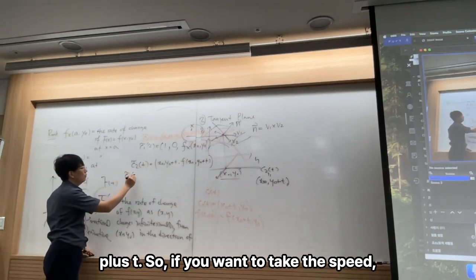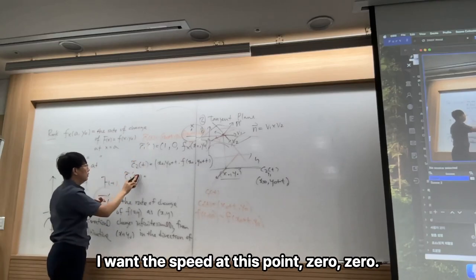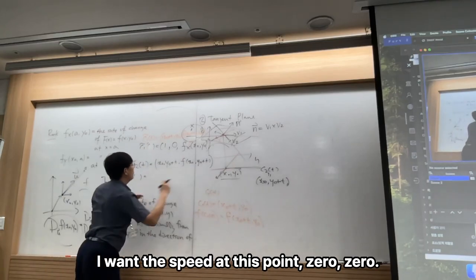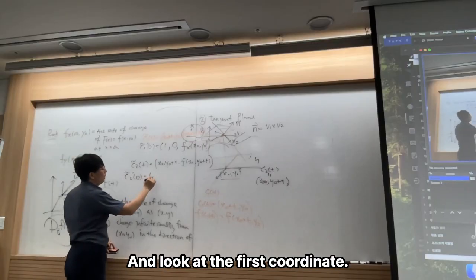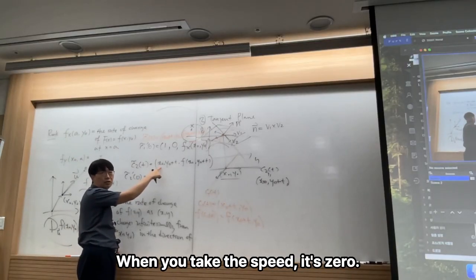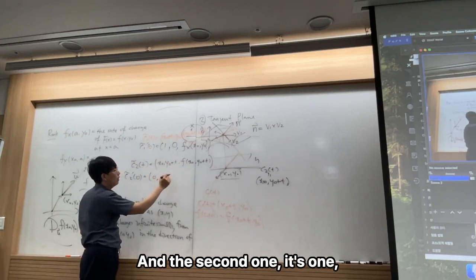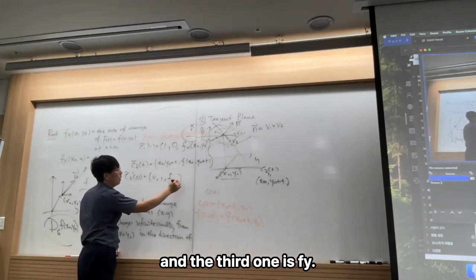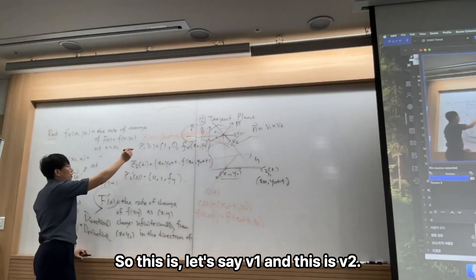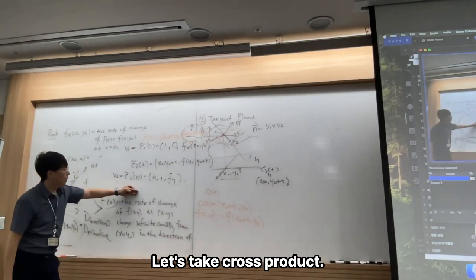If you want to take the speed, you take the derivative. I want the speed at this point, 0, 0. Look at the first coordinate. There's no t, it's constant. When you take the speed, it's 0. It's not moving. The second one is 1, and the third one is fy. So this is, let's say, v1, and this is v2. Let's take the cross product.